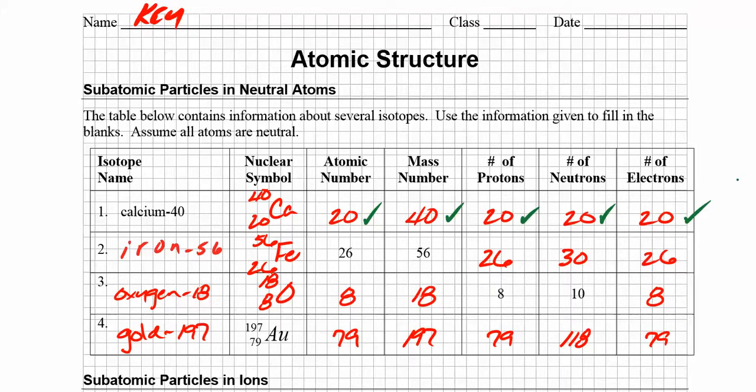Let's look at this one right here. We've got 26 protons. That's the atomic number. So I'll fill in 26 in here. The mass number they're telling me is 56. The difference between 56 and 26 is the number of neutrons, because mass number is protons and neutrons. Protons is 26, so 56 minus 26, 30. And I've got my block there.